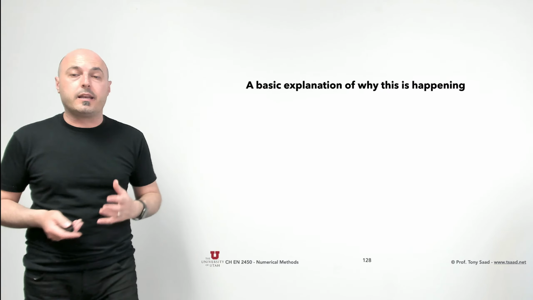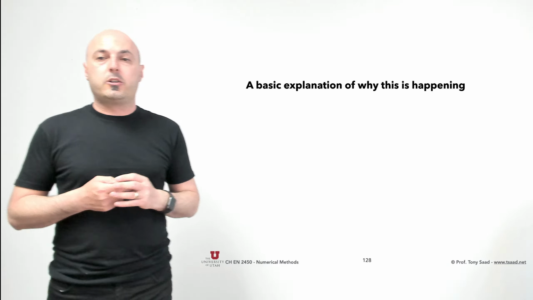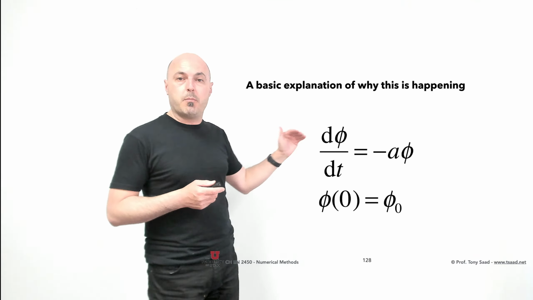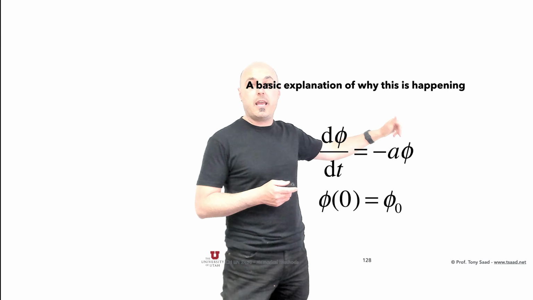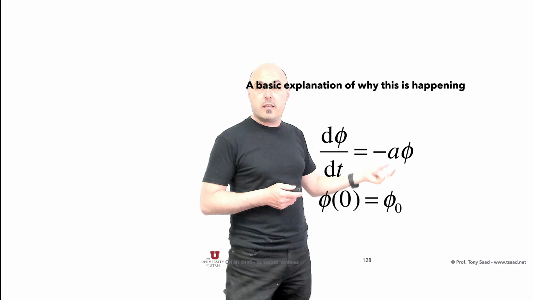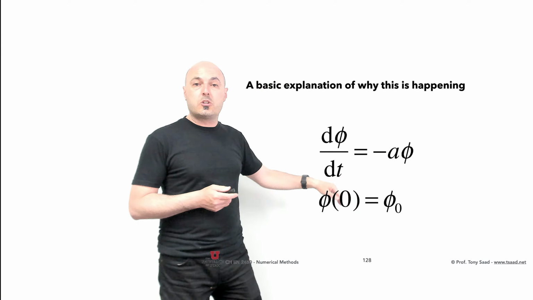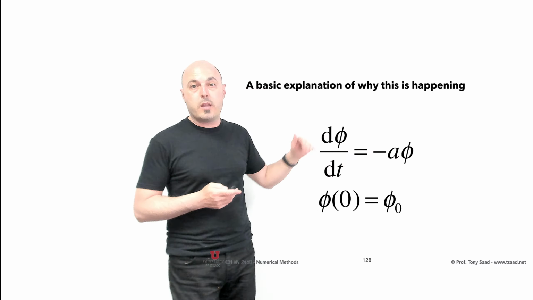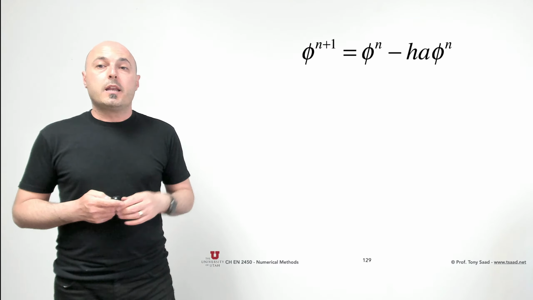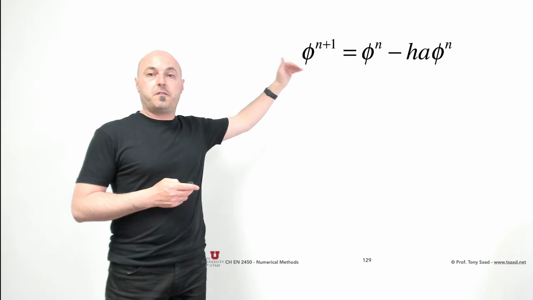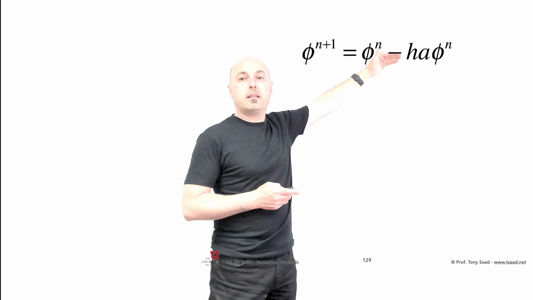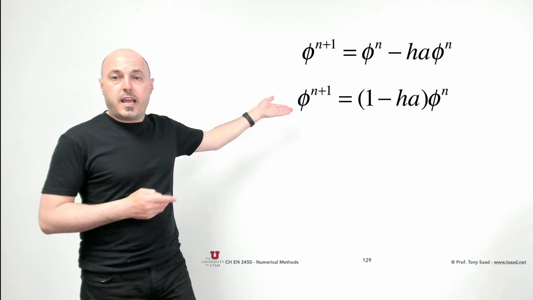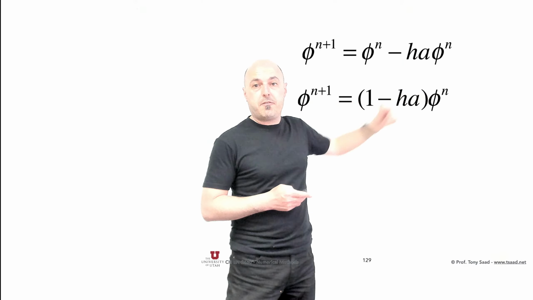Okay, now mathematically, I'm going to give you a basic explanation for why this happens with the forward Euler method. We're going to take this model equation, d phi by dt is minus a times phi. We're going to assume a is a positive number with an initial condition phi of 0 equal phi 0. Now in our case, a was 1,000, so we had minus 1,000 phi. Now if you apply the forward Euler method, it tells you phi n plus 1 is phi n minus delta t times a times phi n, okay? And that means phi n plus 1 is 1 minus h a times phi n.